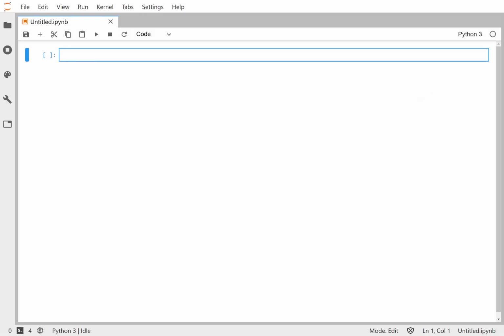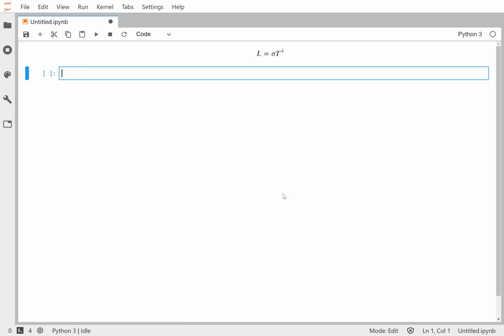So back in the notebook here, let's try fitting a power law. I think a good power law to do would be the Stefan-Boltzmann law. So the Stefan-Boltzmann law tells us that luminosity is, let's do this as an equation, luminosity is equal to sigma T to the fourth, where sigma is the Stefan-Boltzmann constant, which has a value of 5.67 times 10 to the -8. So let's try and fit and see if we can recreate the Stefan-Boltzmann law, the sigma and the T, given some made-up data here.